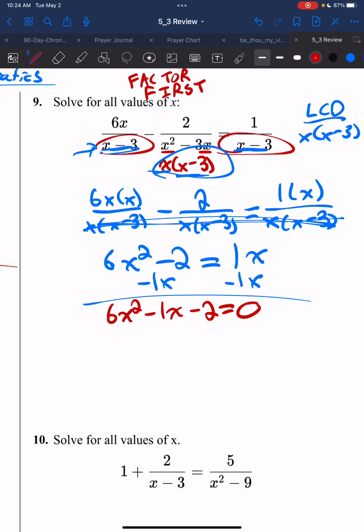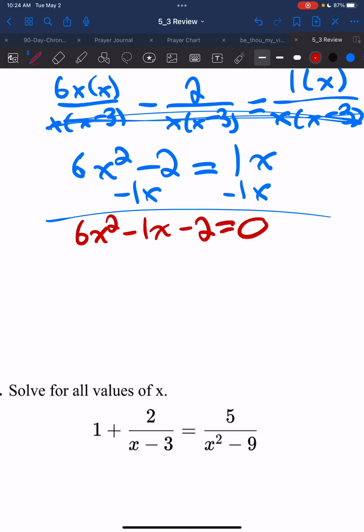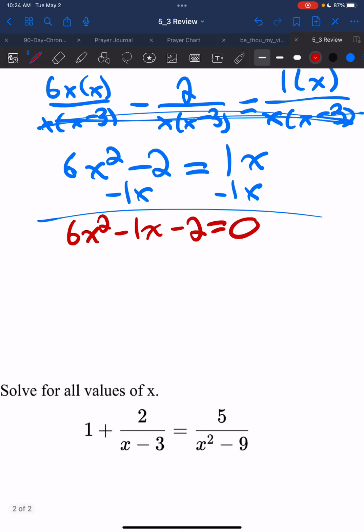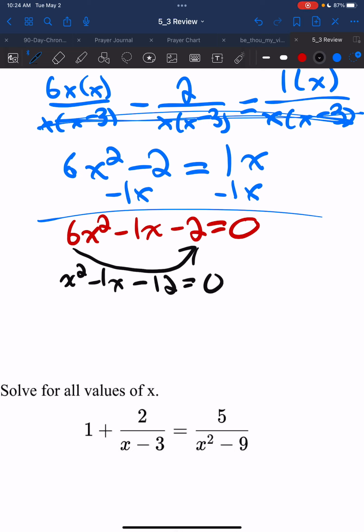Okay, and now to be able to solve for this, I know that they don't all have 6 in common. There's nothing they really have in common, so I'm going to need to slide and divide. It's going to give me x squared minus 1x minus 12 equals 0. If I do my x method, that's negative 1 and negative 12. And that can factor to negative 4 and 3.